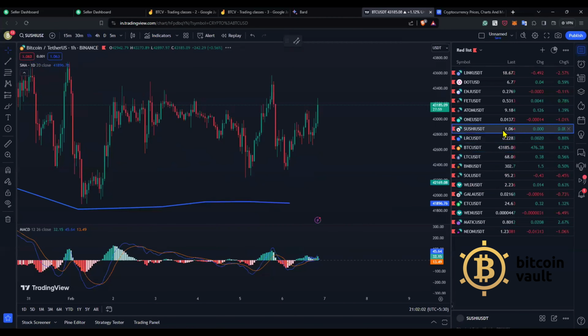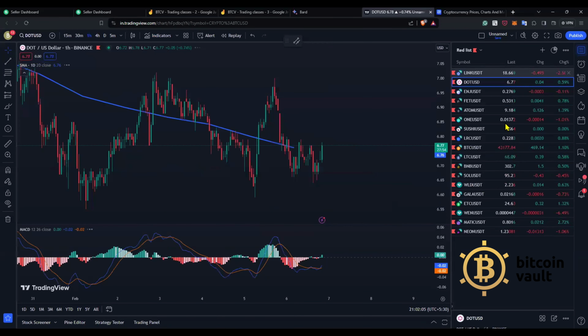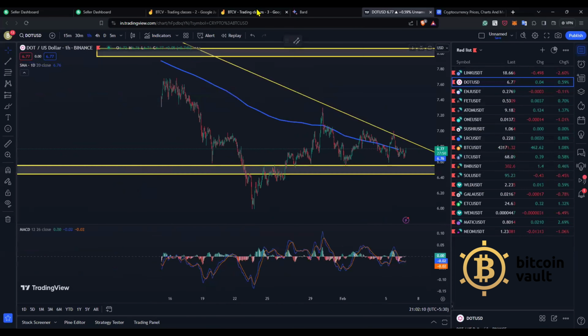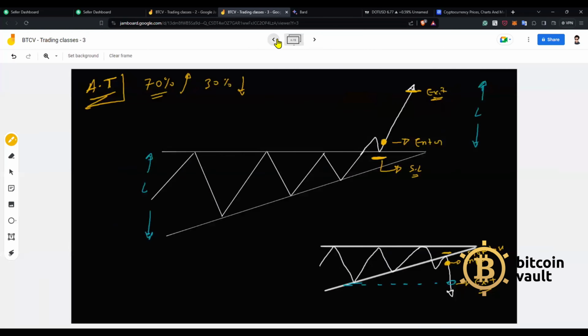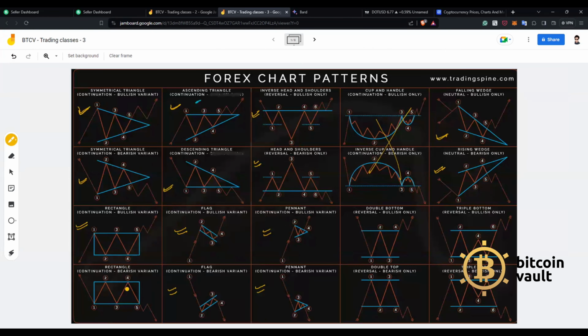Now a few coins have already started moving. Okay. So these are our continuation patterns. Continuation patterns, or these particular patterns, have no retracement. You won't find retracement in those.